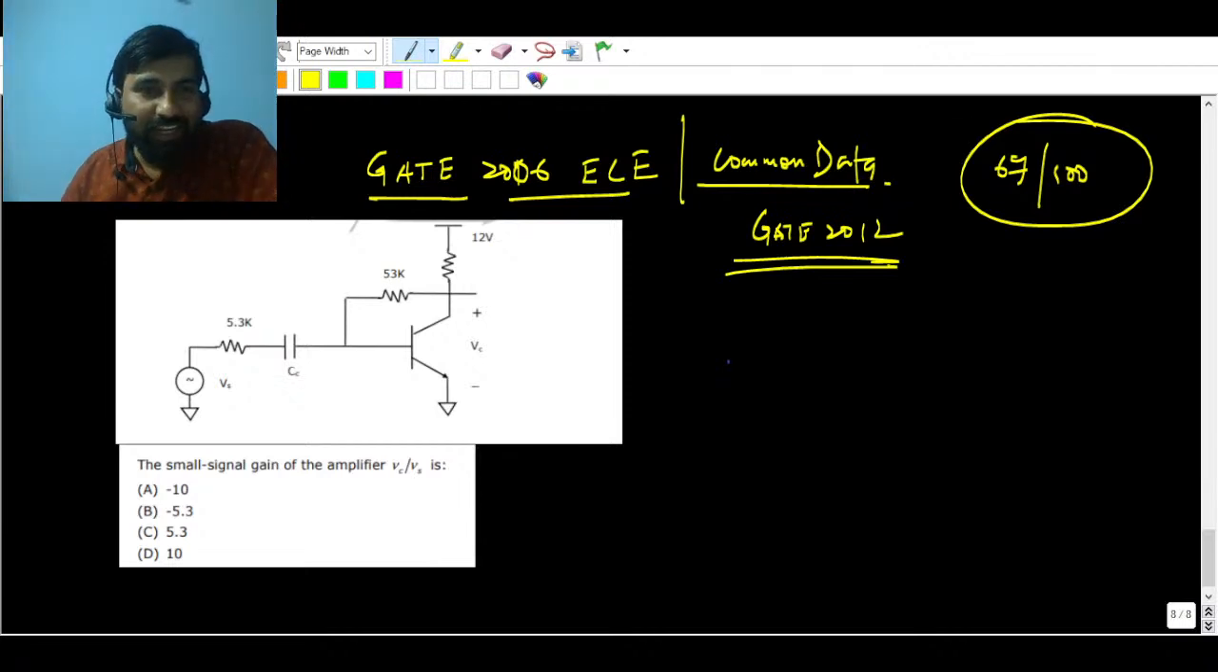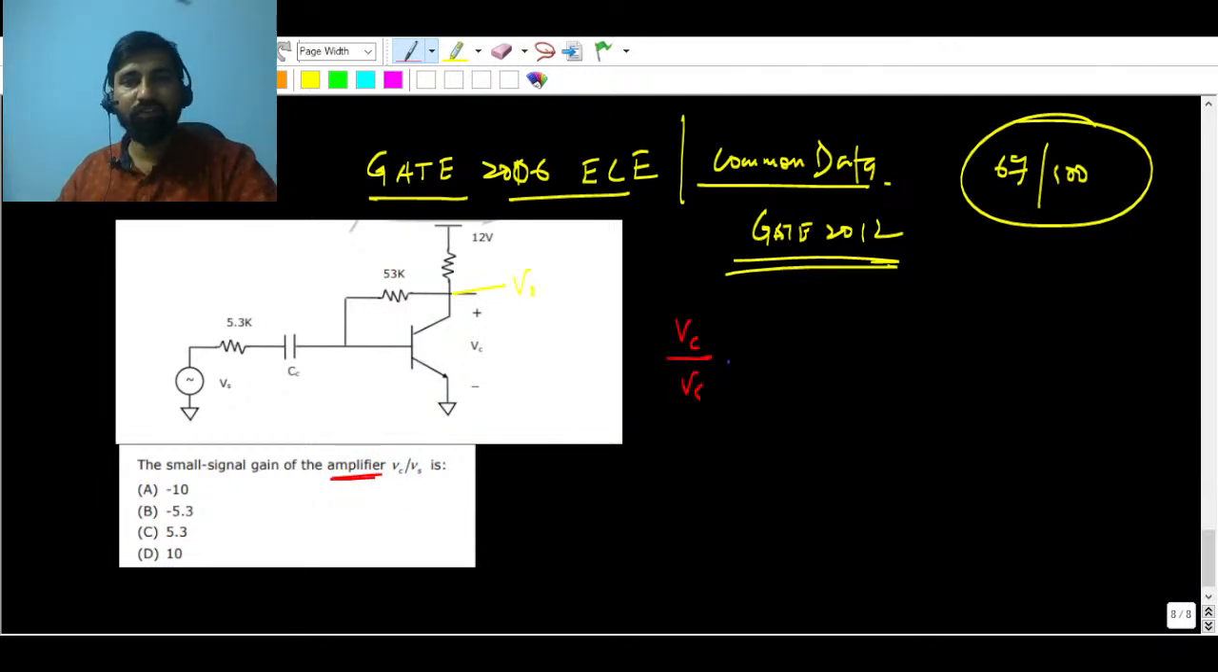Let's see, they have connected the input to the base, and you're taking the output at the collector. What they are asking here is the small signal gain of the amplifier, that is VC upon VS. This time they are not asking only the amplitude. They are asking the magnitude as well as the phase. That negative sign will be there, because this is common emitter and they have given the feedback as well. They have given shunt feedback.